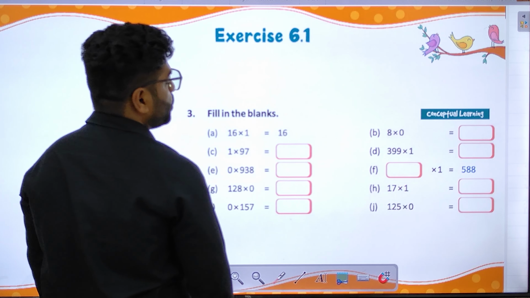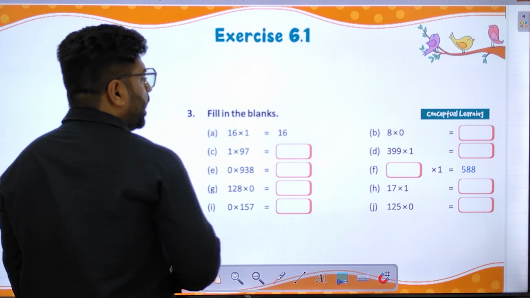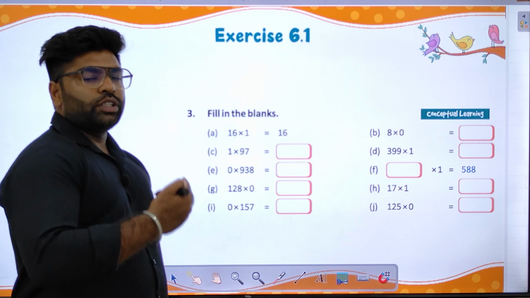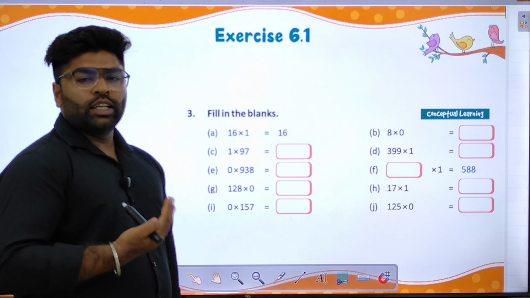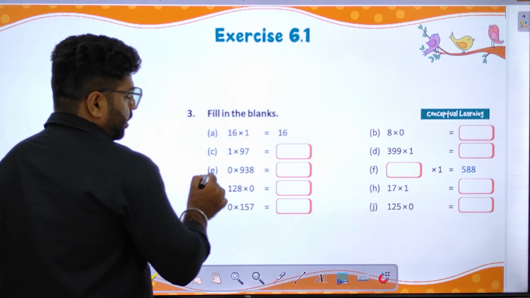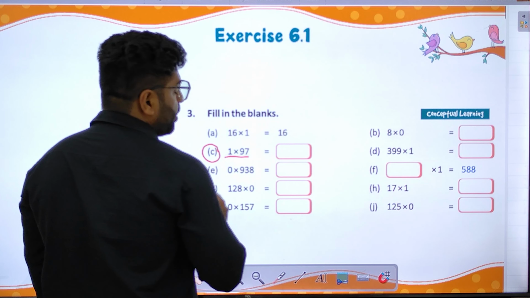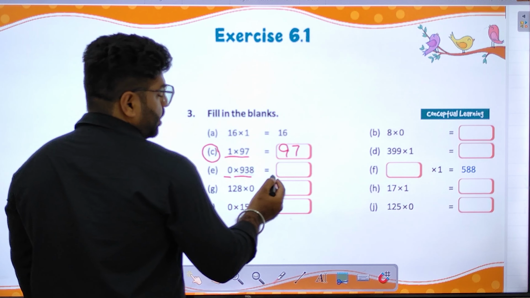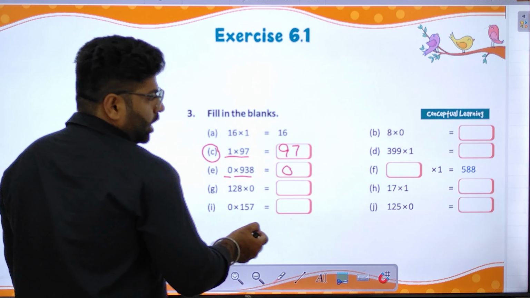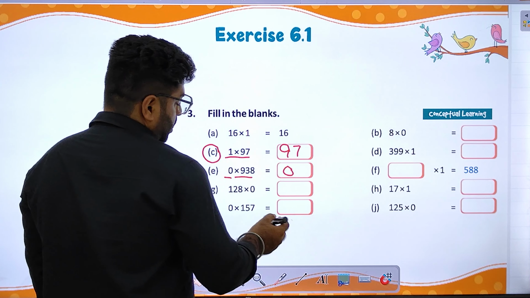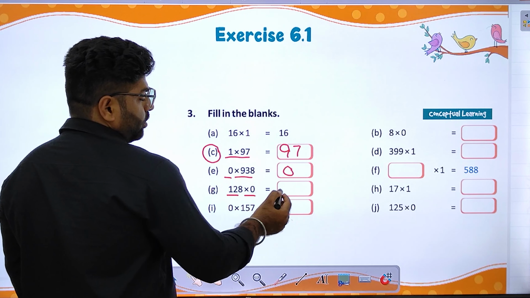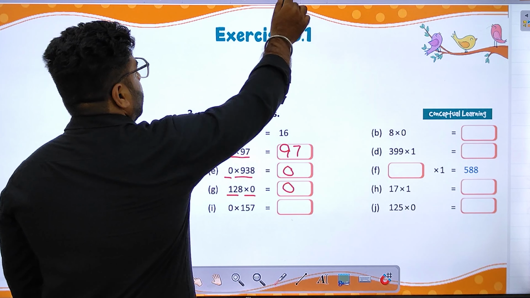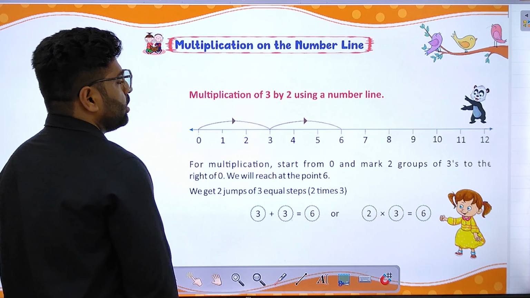Now come to our next part, that is question number 3, fill in the blanks, and this is based on the properties which we had discussed earlier. So here we are having C part, that is 1 multiplied by 97 is 97, and 0 multiplied by this is 0. If you multiply any number by 0, then you again have the answer 0. Clear? Okay, now move to our next part, that is multiplication on the number line.